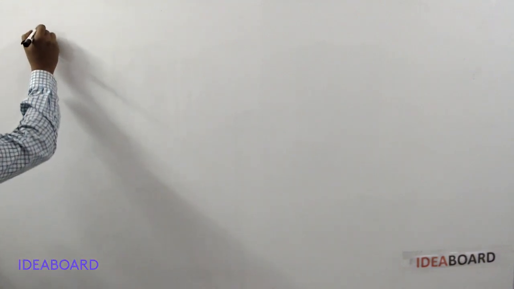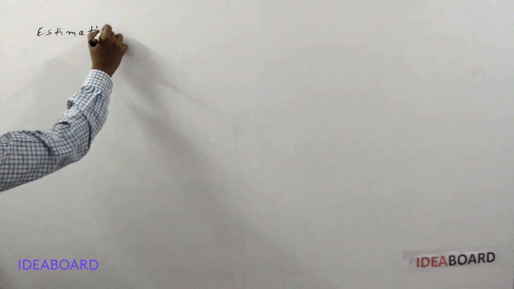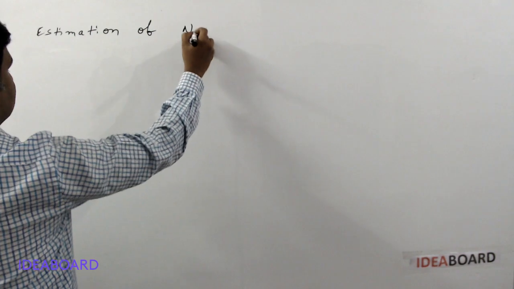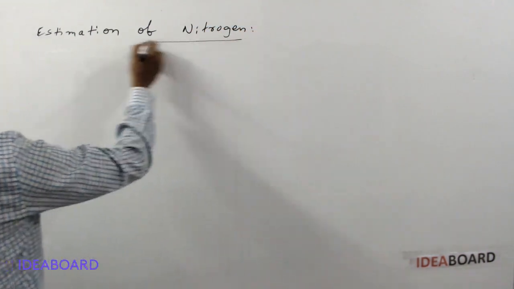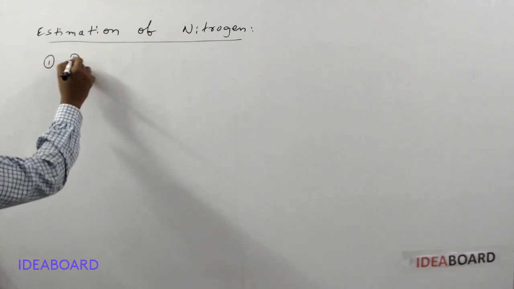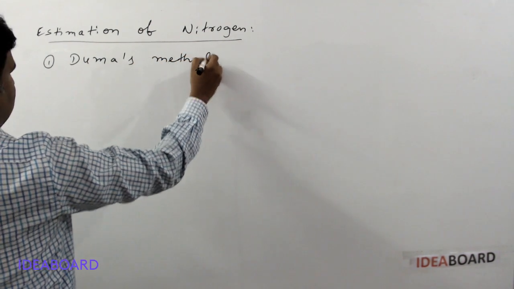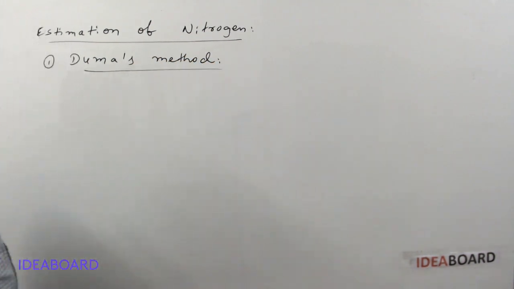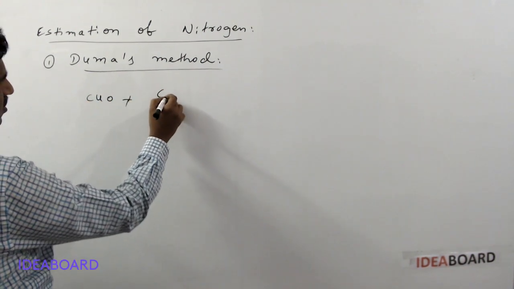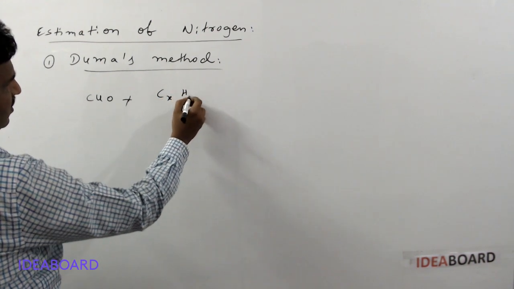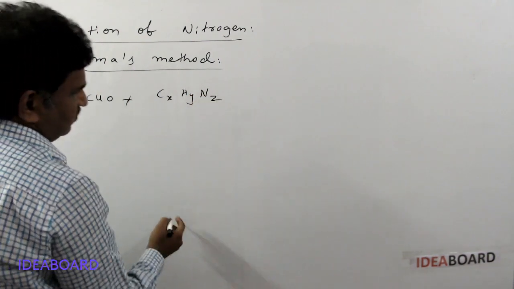Next, estimation of nitrogen. Nitrogen is estimated by using two methods. The first one is called the Dumas method, and the second one is called the Kjeldahl method. First we see the Dumas method. In this Dumas method, CuO is passed over the organic compound which contains C x, H y and nitrogen z.